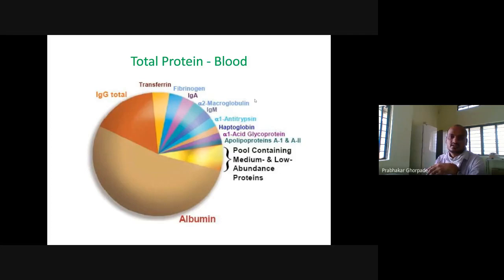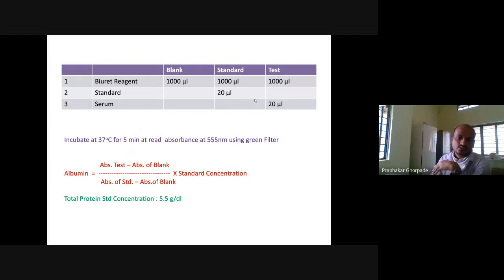So we have many proteins in our body, like immunoglobulin, transferrin, fibrinogen, microglobulin, antitrypsin, haptoglobin, glycoprotein, apolipoprotein. So these are the many proteins we have. This albumin we have. And how to do the test?